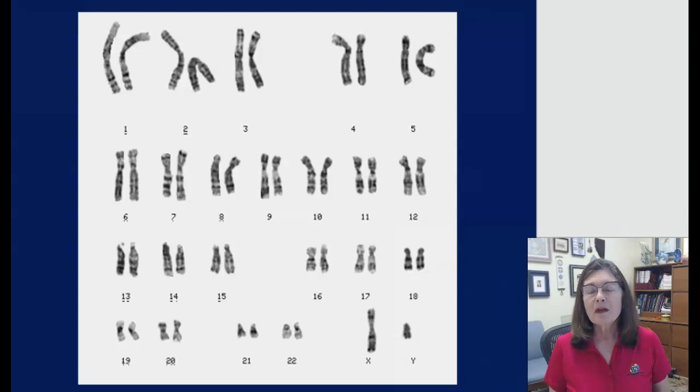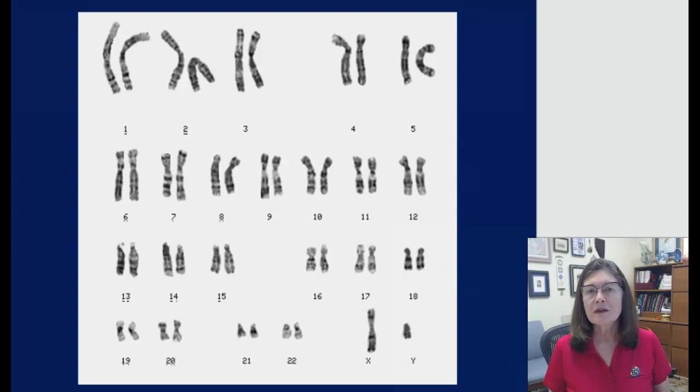For example, if you looked at 100 cells and 10 of those 100 cells had an extra chromosome, which you would see here, extra chromosome 18, let's say, but all the other 90 cells had normal chromosomes, you would find out that that person had mosaicism for trisomy 18. So this kind of test is really good for detecting mosaicism.